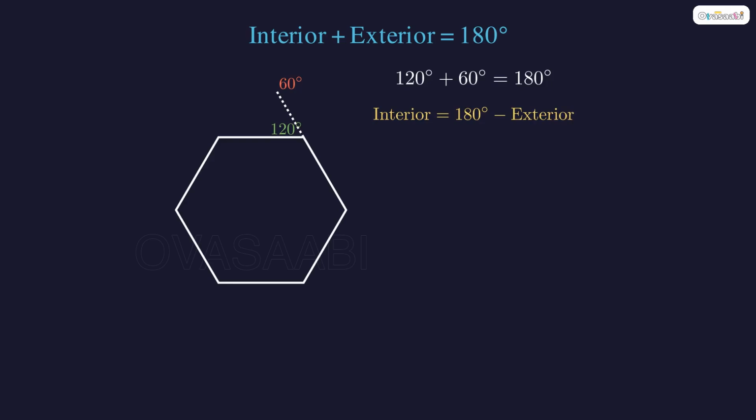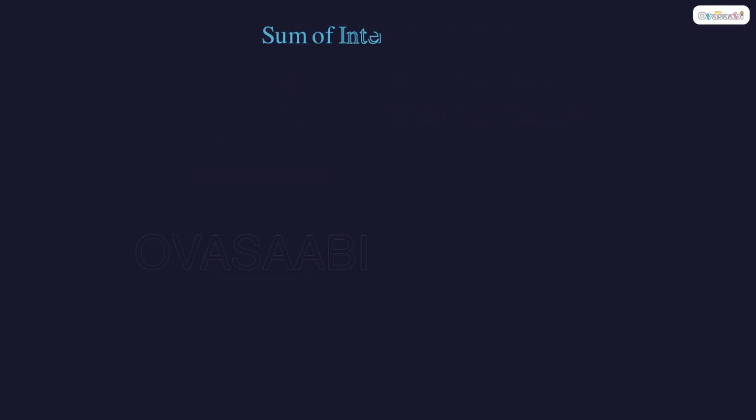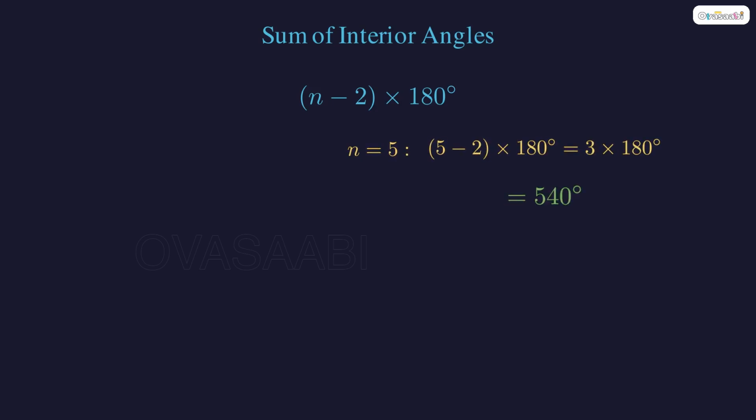Interior plus exterior always equals 180. So the interior angle is 180 minus the exterior angle. For the sum of all interior angles, use n-2 times 180. A pentagon gives 540 degrees.